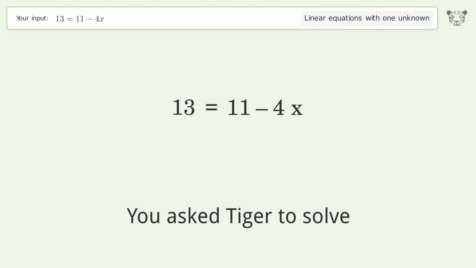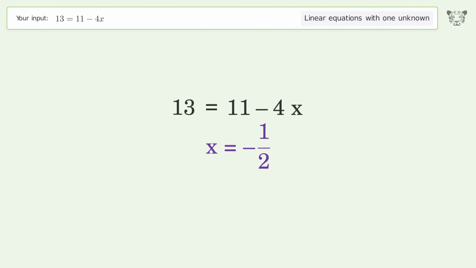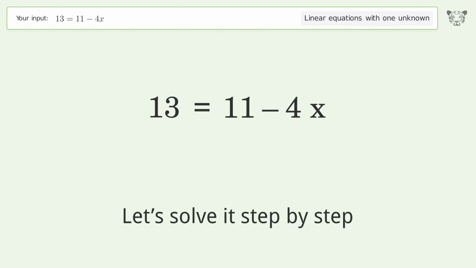You ask Tiger to solve this. It deals with linear equations with one unknown. The final result is x equals -1/2. Let's solve it step by step.